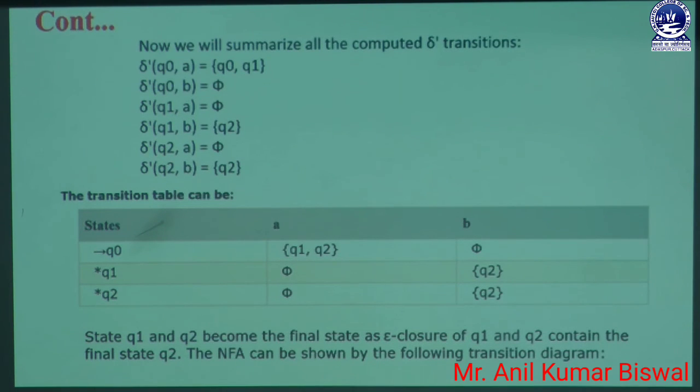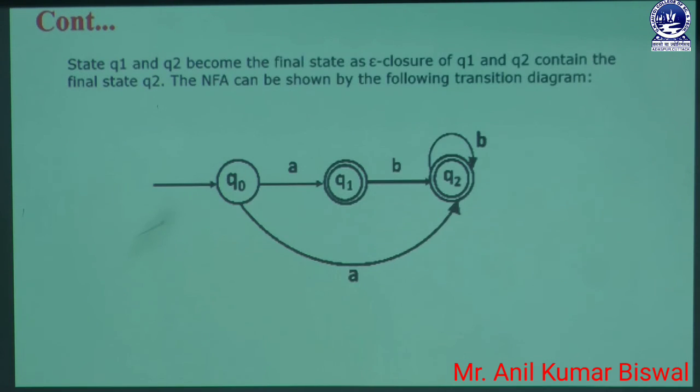So if a user wants to design this overall process, we need to make a formation which is already explained in this slide. Here the states q1 and q2 become the final states as the epsilon closure of q1 and q2 contains the final state that is known as q2. So the NFA can be shown by the following transition diagram. The next slide already mentioned the same thing: the states q1 and q2 become final states as epsilon closure of q1 and q2 contain the final state q2. Here the NFA can be shown by the following transition diagram.